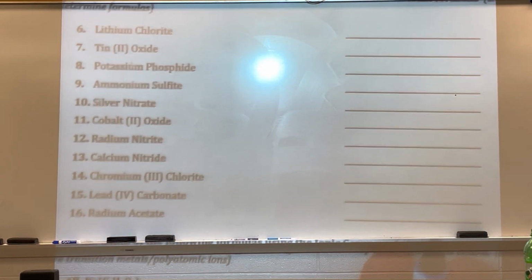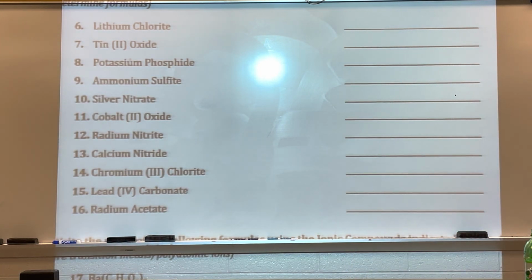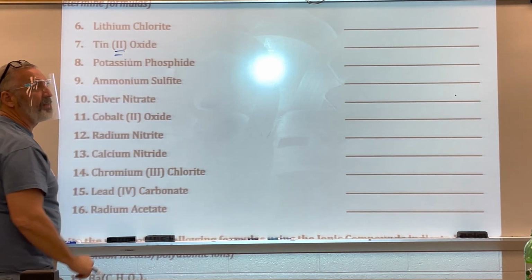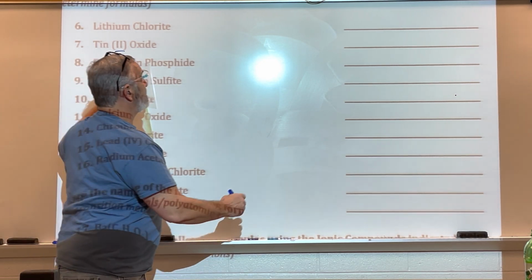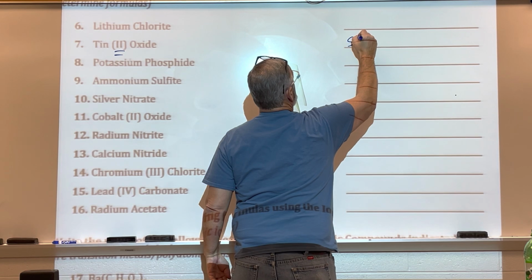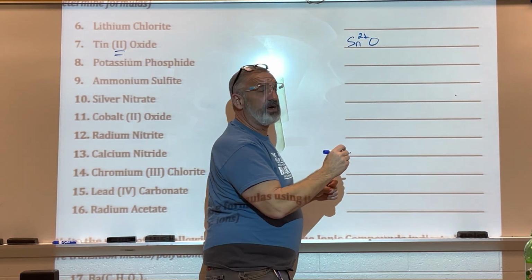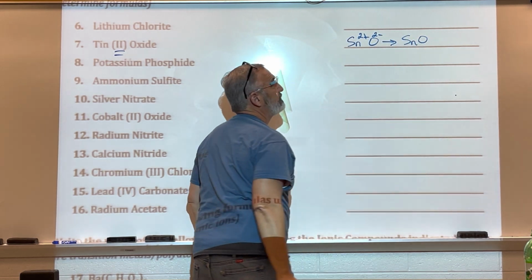Now we have to write the formulas for a little bit different type. So we'll start with number 7. What does this Roman numeral tell me? That's 2 plus. It's the charge on which element? The tin. It's always on the metal, the first thing. So tin is going to be 2 plus. And what do we know oxygen's going to be? 2 minus, always. So therefore it's SnO.